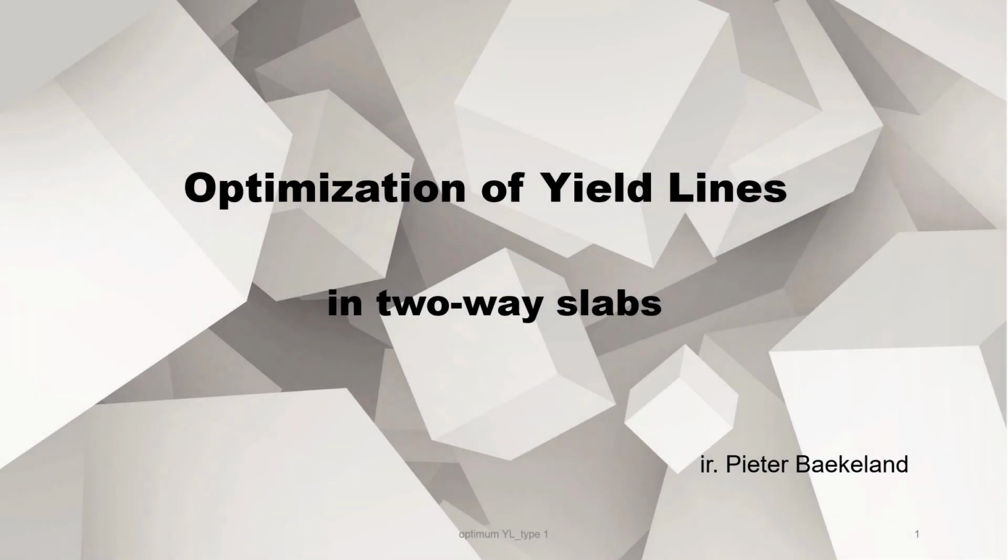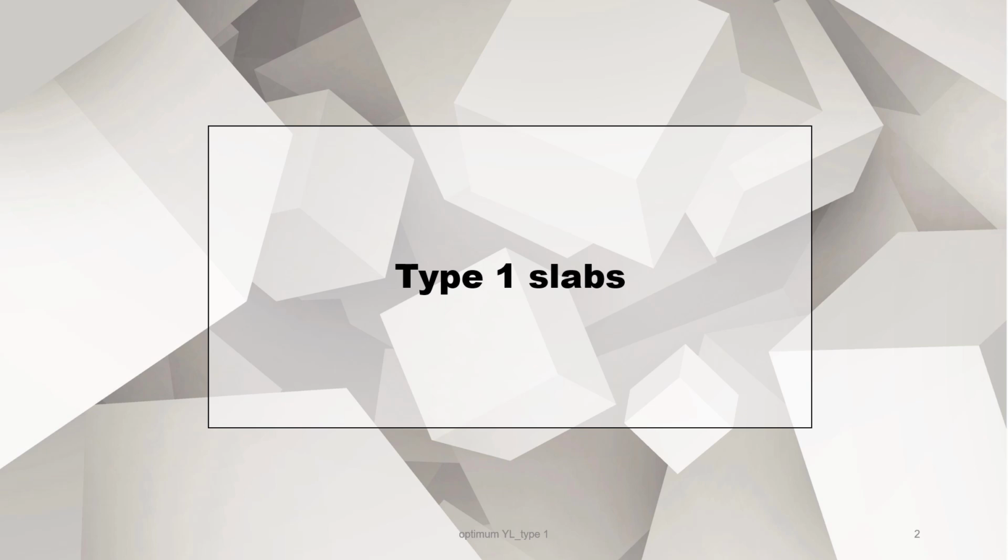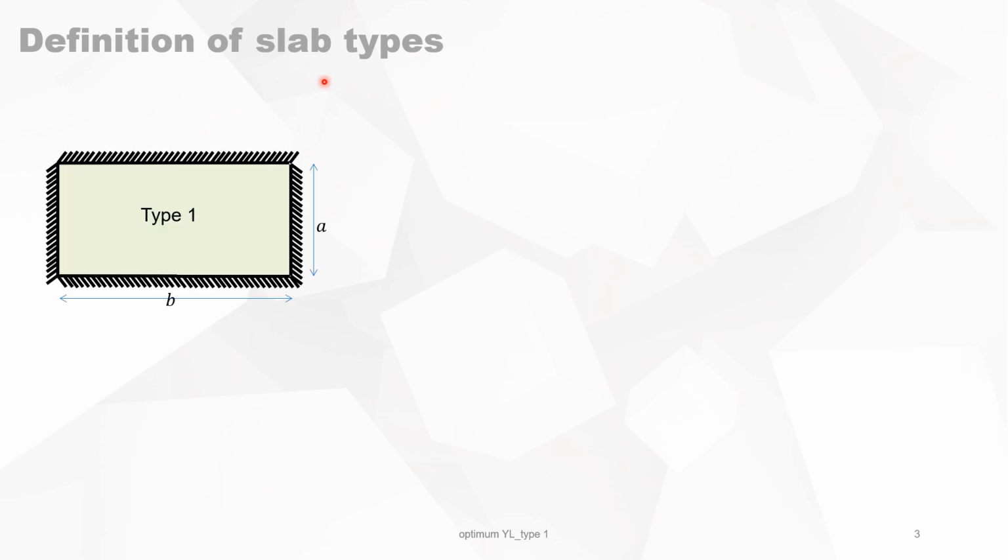Optimization of yield lines in two-way slabs. This video will deal with type 1 slabs. First, we start with the definition of the different slab types.